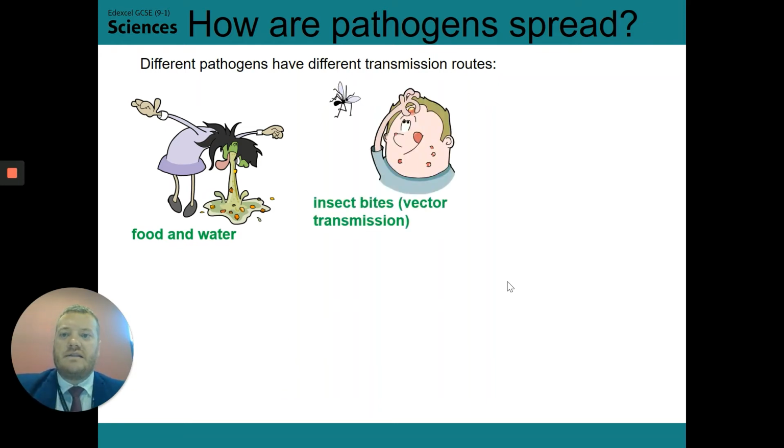Another way is you might pick up the infection because the pathogen is carried by a third organism, another organism. So you don't directly come into contact with another person who's infected, but something else might. So for example, we're looking at a mosquito, an insect bite. They might bite someone who's infected, then they're carrying the infection, then they might come and bite you, and they might give you the infection. So whenever there's an organism involved which carries the infection and passes it on, we call that vector transmission. So in this example, the mosquito is known as a vector.